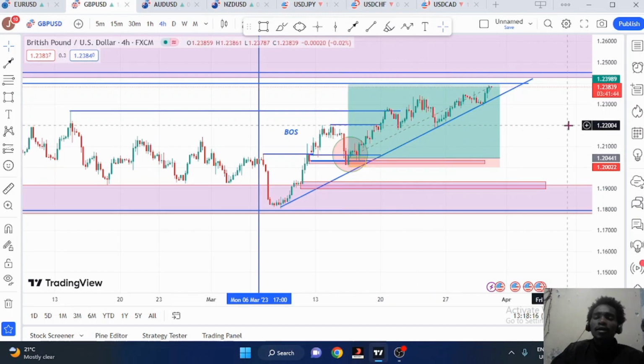Simple. So let's do a very quick recap on how you're supposed to do it. First of all, you have to spot the trend. The next thing is you have to spot a demand zone. The third thing you have to understand is how to spot entry points and exit points. Final. Let's meet in the next video, guys.